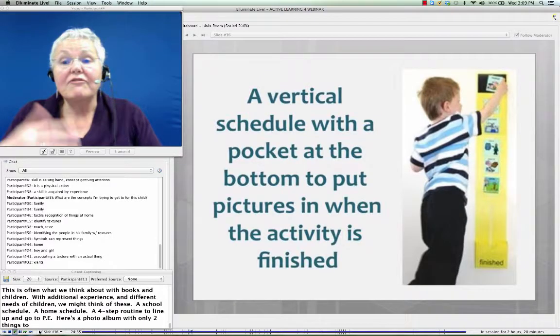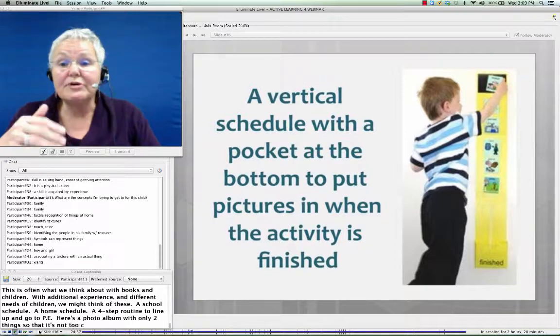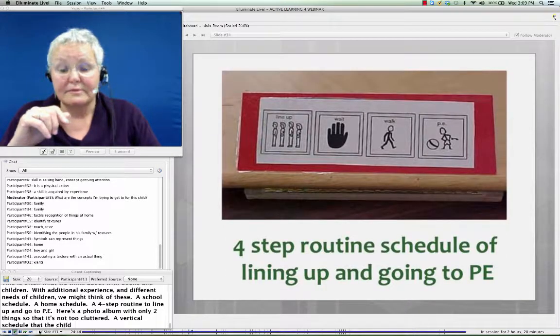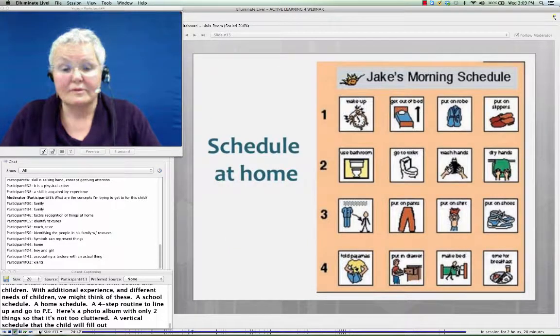A vertical schedule with a pocket to put pictures in when that activity is finished at the bottom.